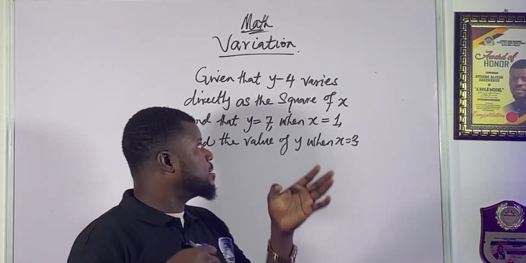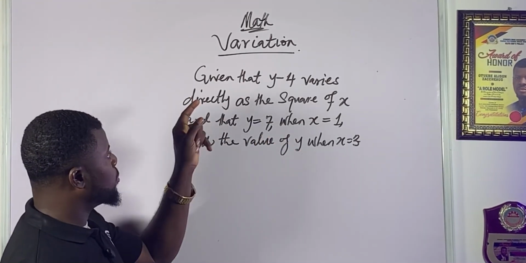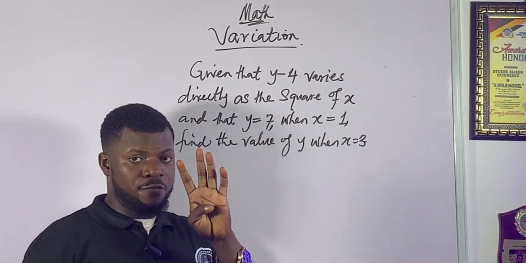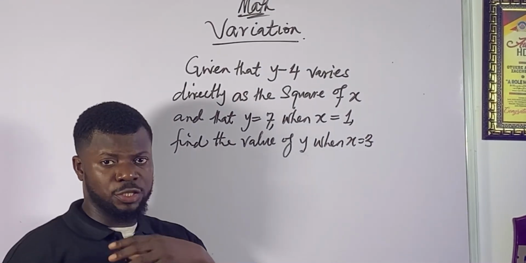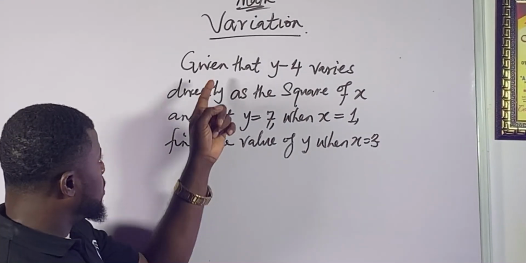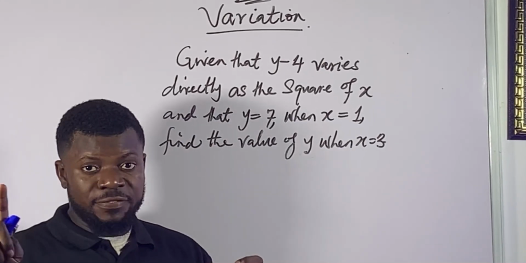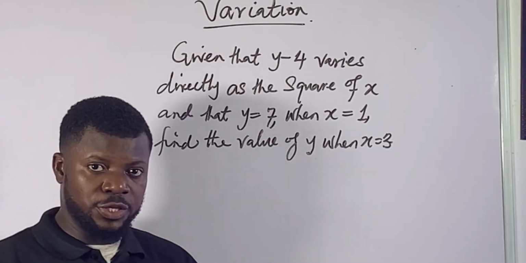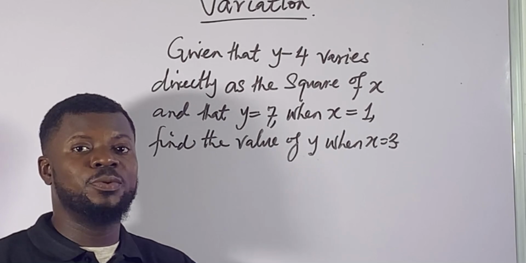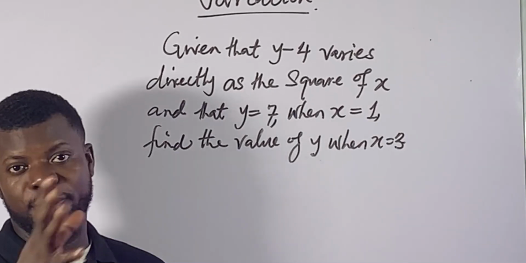Hey guys, so let's look at this question on variation. Remember, variation has four types. Variation shows the relationship between two quantities. It has four types. One is a direct variation. The second one is the inverse variation. The third one is the one we call the joint variation. And the fourth is the partial variation.